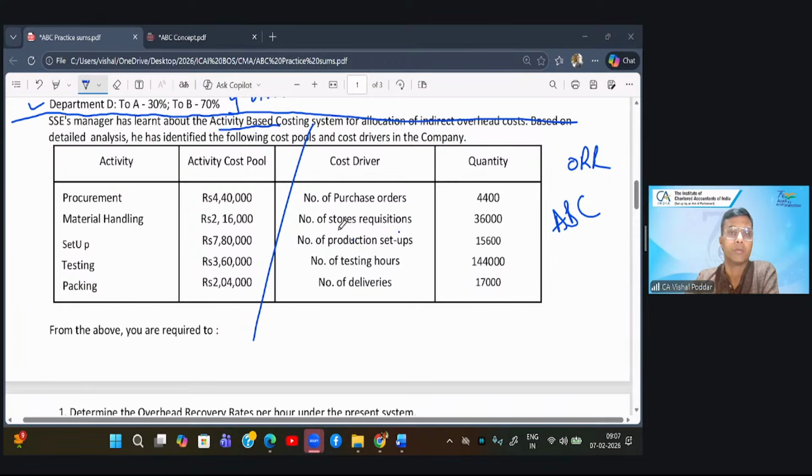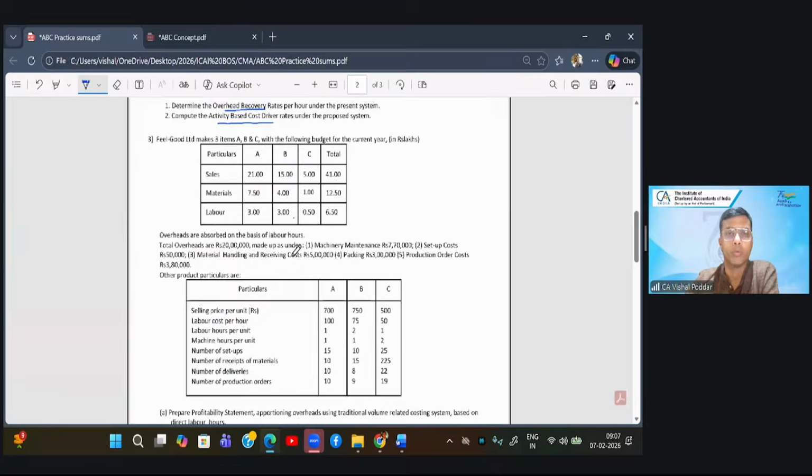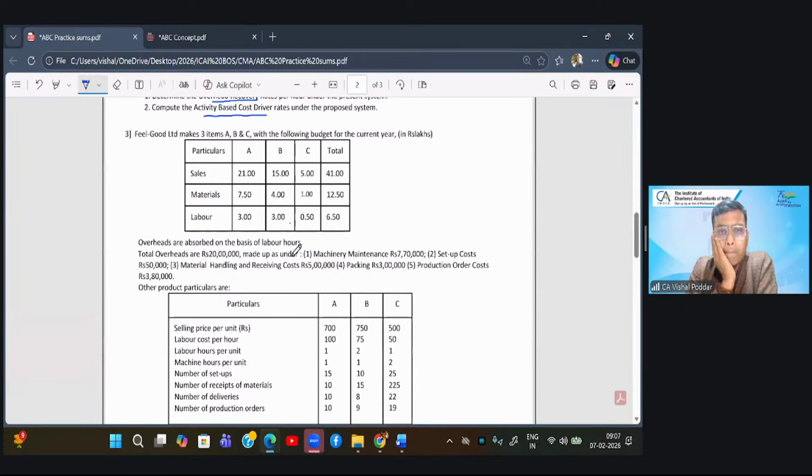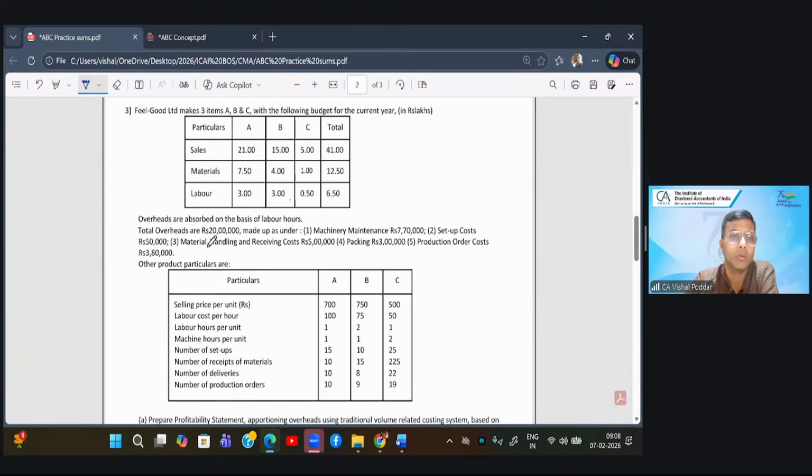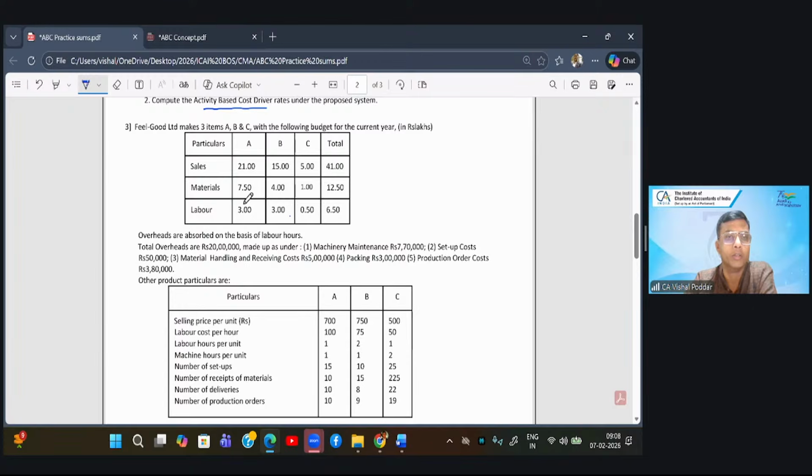Very good, students. Now, if this is clear, question 3. Certain things have to be done by you. It is simple. See what is required: prepare a profitability statement. Profitability statement means sales minus total cost. You have sales figures, material cost, labor cost, so direct costs are given. Only overheads are to be charged. So firstly, sales minus direct material and direct labor cost. These are straightforwardly given to you. But what you have to subtract is the overheads, and for that, you have to do some workings first.